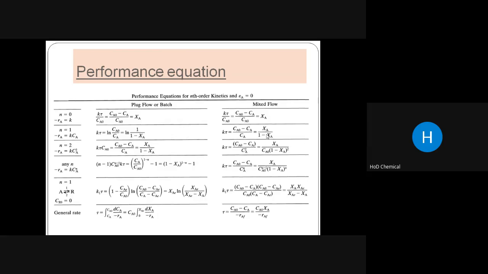So based on the order, the performance equation can vary. For example, the order can be zeroth order, where the rate of reaction is denoted as K. So how can we write it for the two types of reactors, the plug flow reactor and the mixed flow reactor?